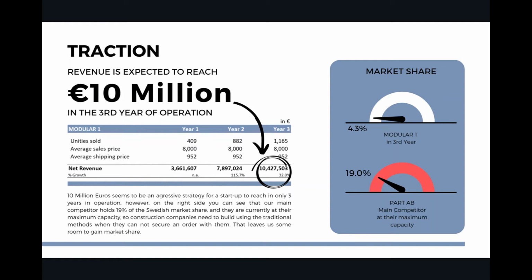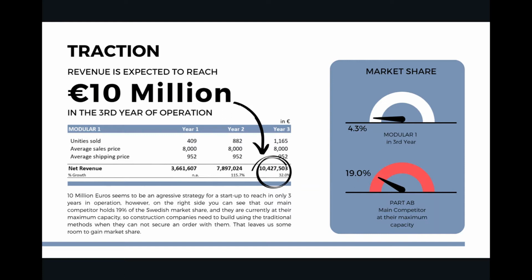If you see the numbers right here, just talking briefly about it, you can see that we were expecting to reach 10 million euros in the third year of operation. And that can be quite aggressive for a regular startup to reach this amount of sales in only 3 years of operations, right? So to better explain that we were still being conservative on the projections, we created on the right hand side right here this market share indicator, right? So here you can see a comparison of the market share of our business idea, how much we would reach in the third year of operation compared to our main competitor in Sweden. So it's 4.3% against 19%.